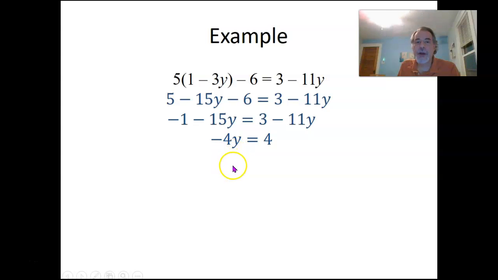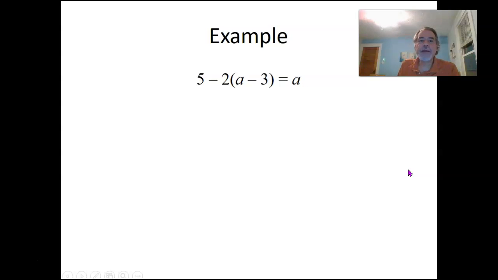Negative 4y divided by negative 4 gives me y. And then 4 divided by negative 4 gives me negative 1. So there's my solution, y equals negative 1. I'm not going to check it, but you can if you want. You should get the same value on both sides if you put in negative 1 in place of y.